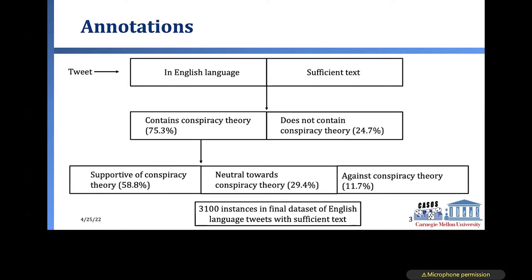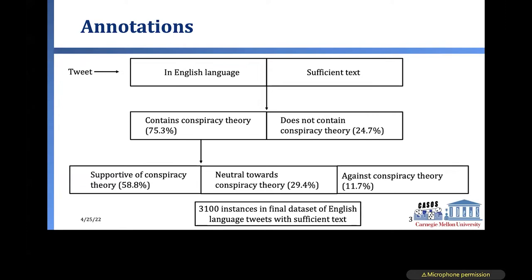So in terms of the data set annotation, for each tweet, we first screened out tweets that are not in English language or contained insufficient text, so maybe just a URL. Once we removed those tweets, which was in total about 320, we then annotated if the tweet contained or referenced a conspiracy theory or not. And you'll note that about 75% of our data set was labeled to contain a conspiracy theory. This, of course, is not reflective of the broader Twitter landscape or infoscape. This is the way that we collected our data, which I will also describe.